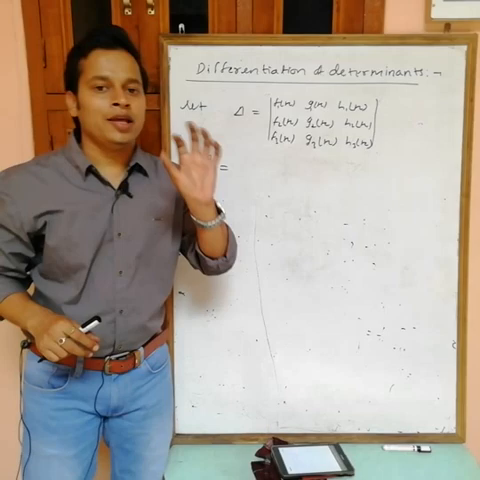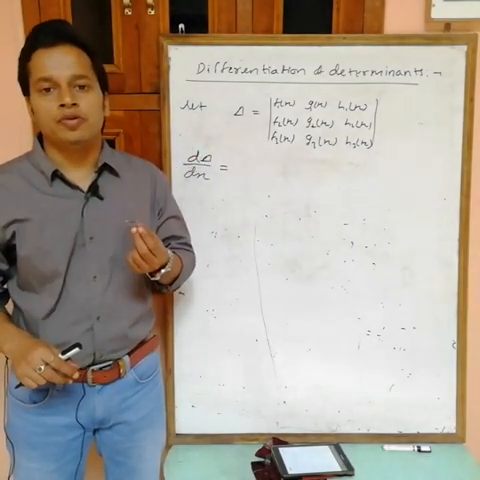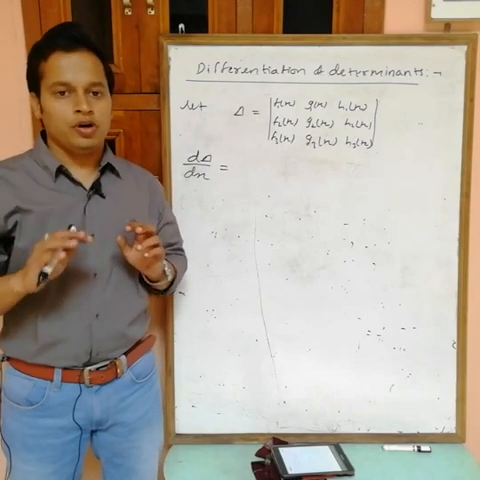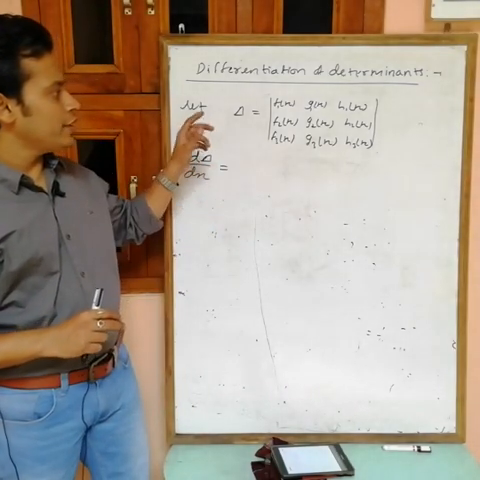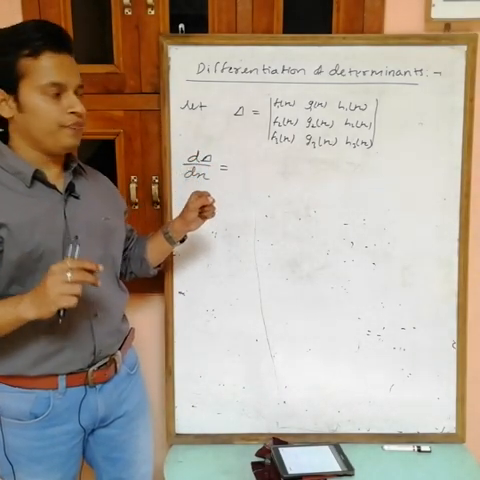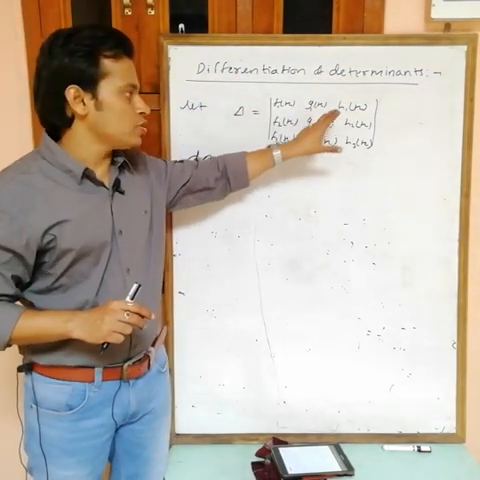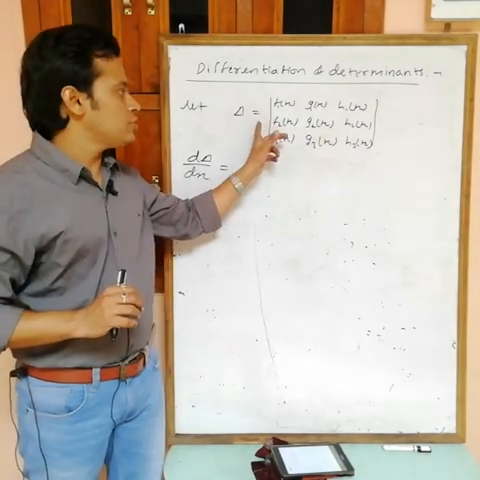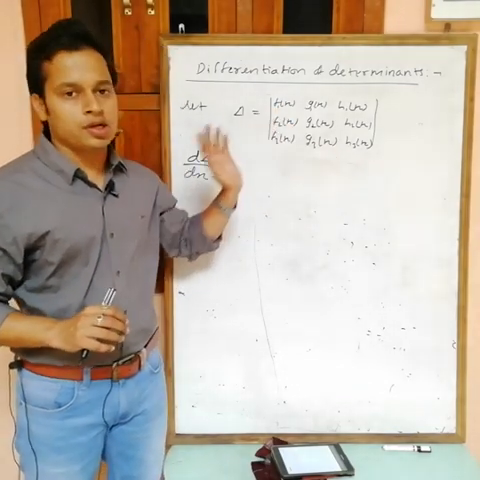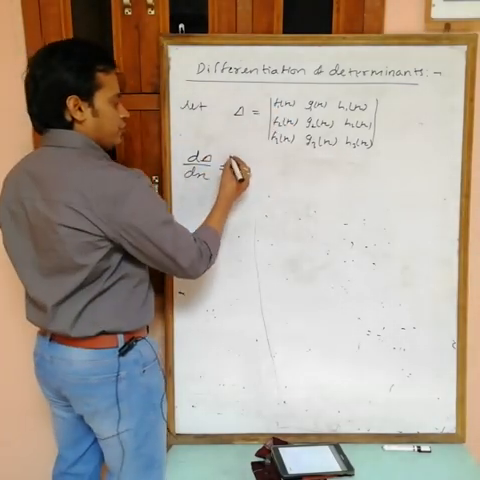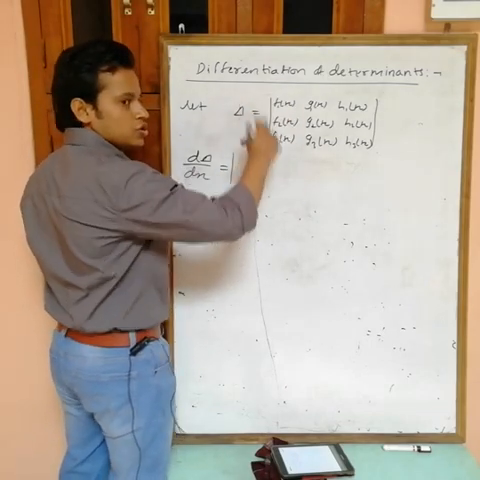When differentiating any determinant, remember one thing: at one time you can differentiate only either one row or one column. You have to choose either row or column. If you are choosing rows, at one time you can differentiate only one row. It means when you differentiate the first row, the other two remain constant. When you differentiate the second row, the first and third remain constant. When you differentiate the third row, the first and second remain constant. You can also choose columns, it doesn't matter.